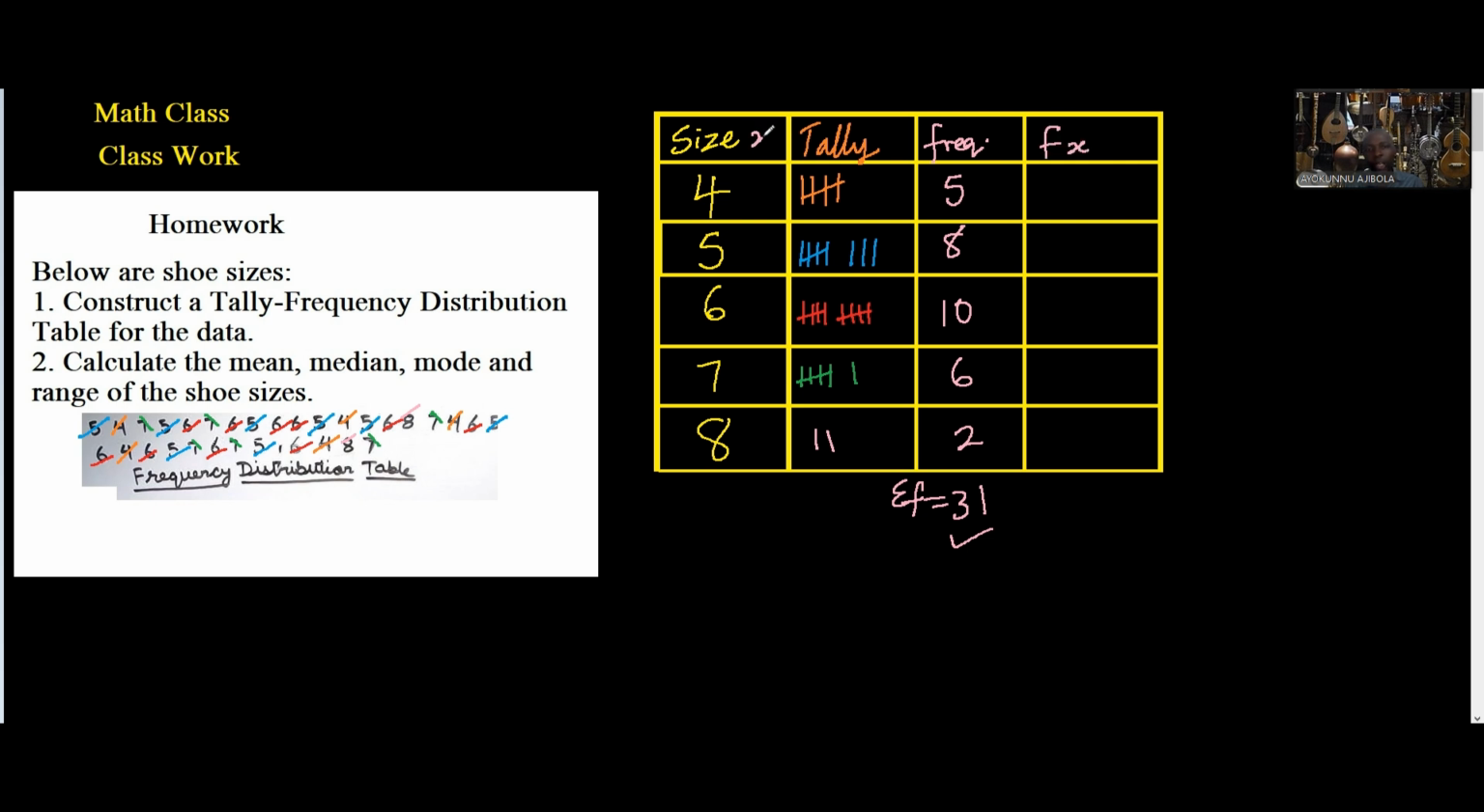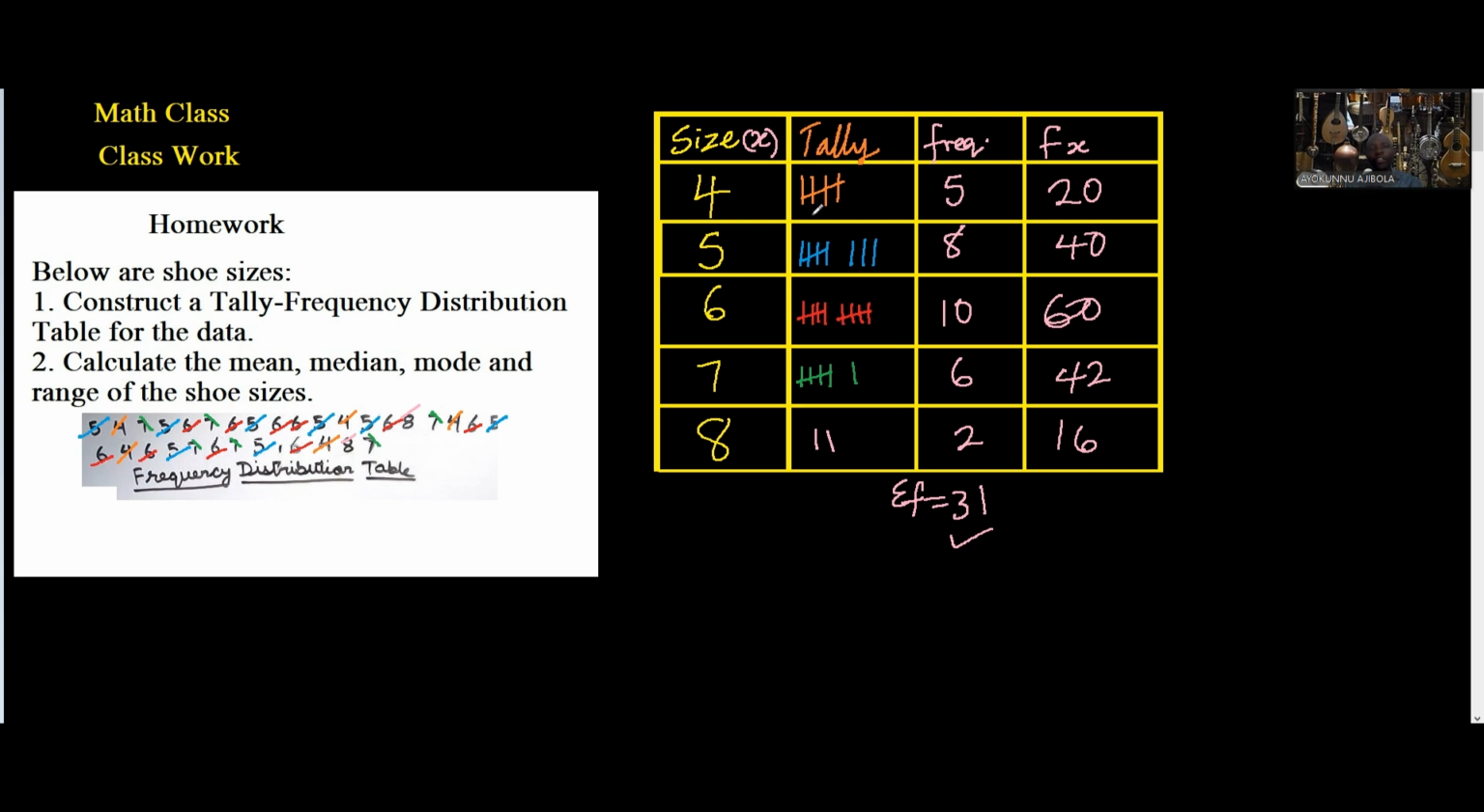This shoe size is the x, so we need fx. How do we get fx? We multiply this, okay? So I'm going to put 20 here, I'm going to put 40 here, I'm going to put 60 here, I'm going to put 42 here, and I'm going to put 16 here.